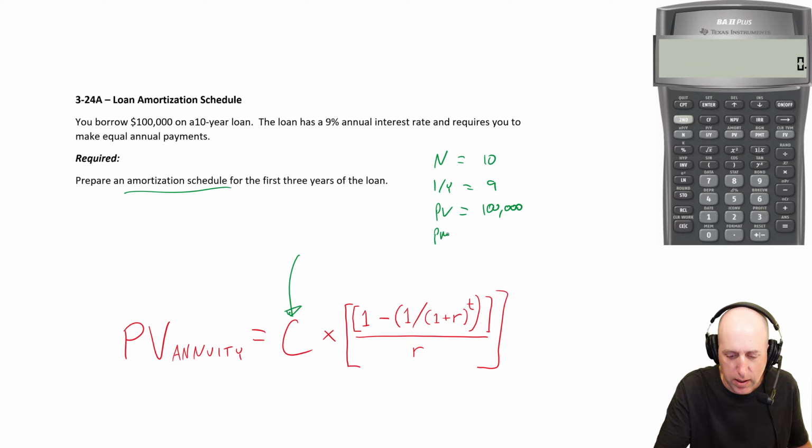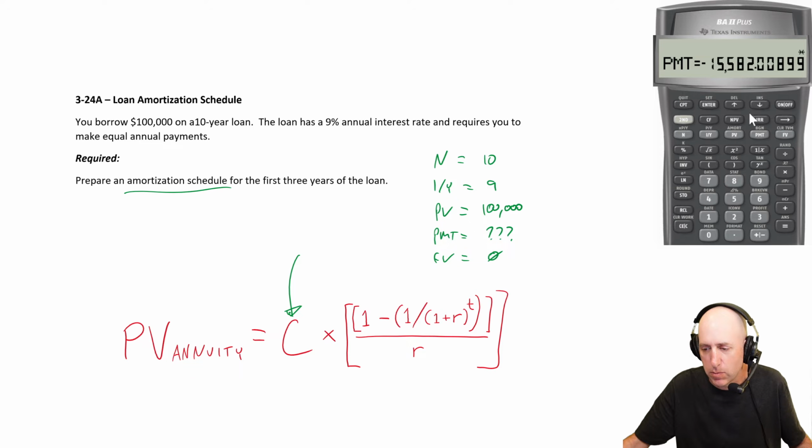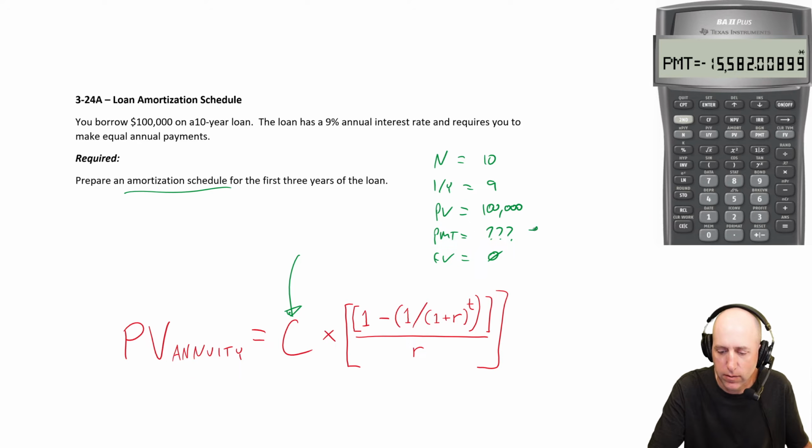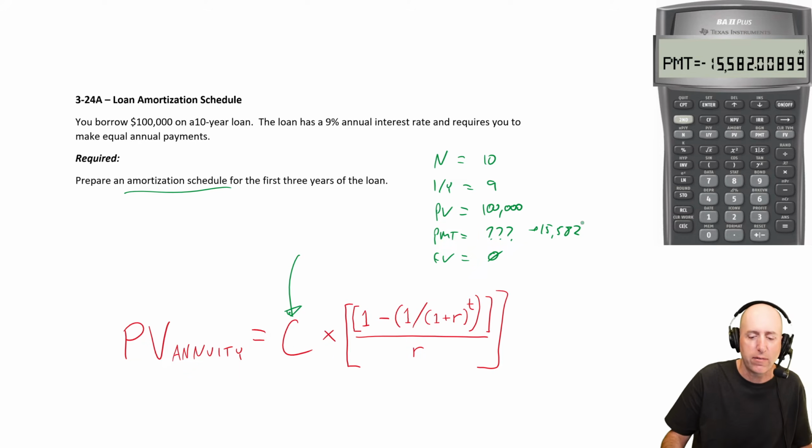The next one is PMT. That's what we're solving for. And the last one is FV, and that's going to be 0 because we're paying off this loan over the 10-year period. Okay, so let's solve. 10 goes in as N, 9 goes in as I/Y, 100,000 positive goes in as PV, 0 goes in as FV, and I'm going to compute PMT. I get a PMT of 15,582.00. Well, I guess 0.01. I'm just going to leave it 15,582.